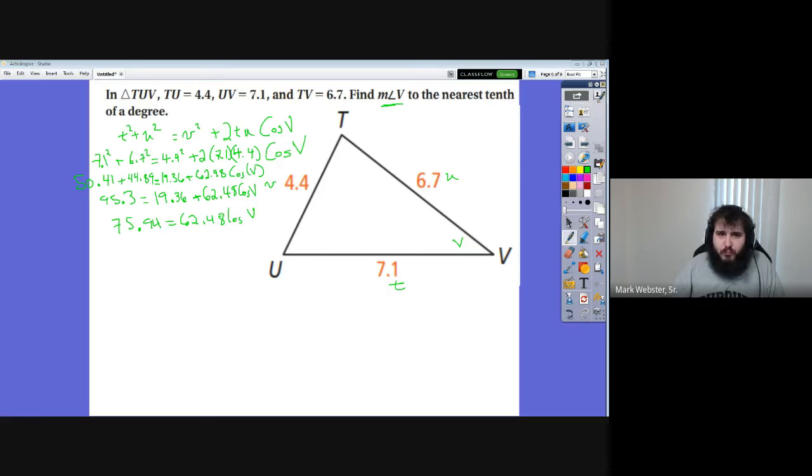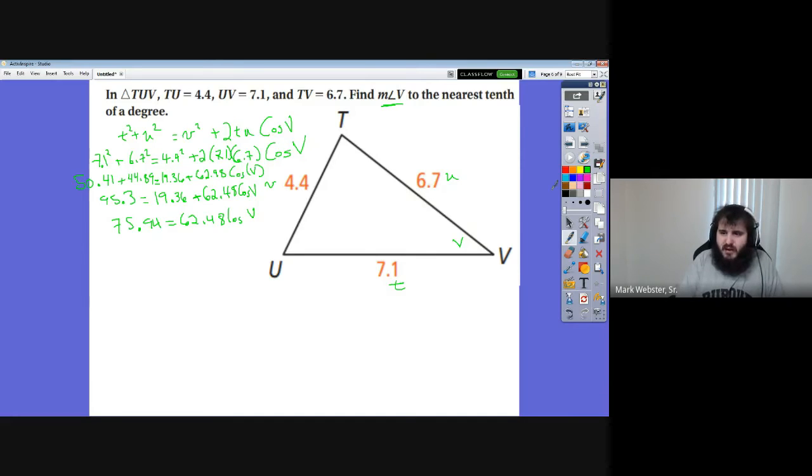Two times 7.1 times not 4.4. Oh, there's my mistake. See what I did wrong? That's supposed to be U. I put V. This is why we double check our work, right? So that shouldn't be 4.4. That should be 6.7. See, we all make mistakes sometimes. Especially me.